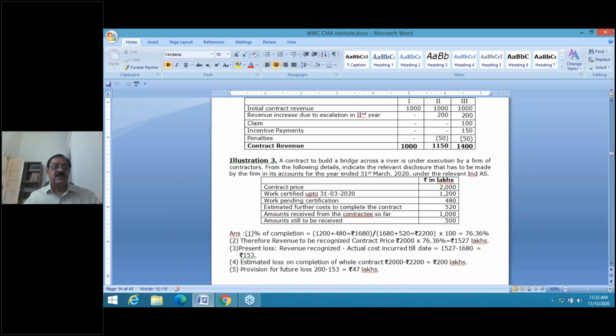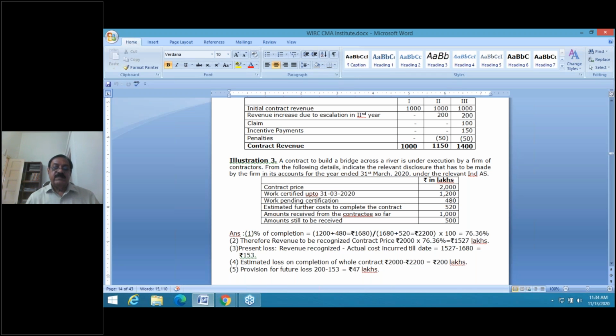I'm not teaching you anything new. This is as per your AS only. So I'm taking one illustration. A contract to build a bridge across a river is under execution by a firm of contractors. From the following details, indicate the relevant disclosures that have to be made. So I'm not coming to the disclosure part because obviously in your objective type question, no disclosure part will come, only arithmetical part will come. So we are dealing with the arithmetical part in this case.